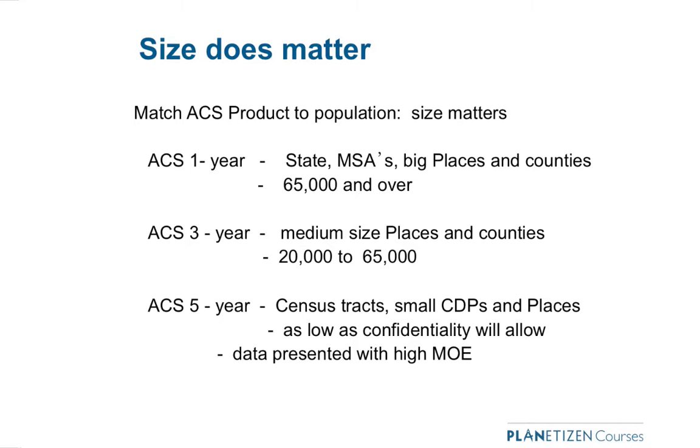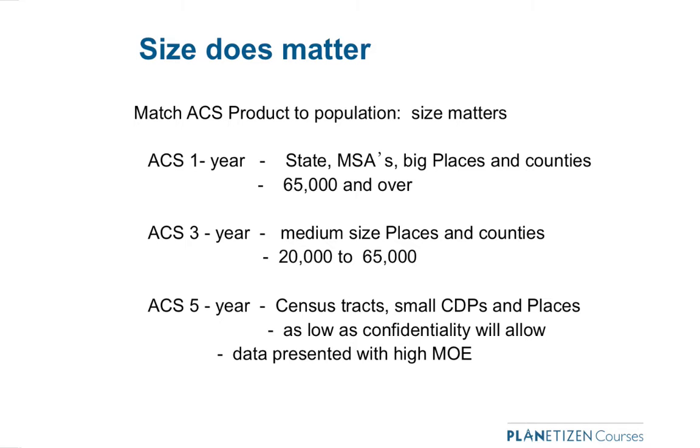ACS 1-year data is available for states, MSA, which stands for Metropolitan Statistical Areas, big places, places being cities, over 65,000 population, and counties of over 65,000 population. So literally geographies with over 65,000 will have ACS 1-year data every year. And that's great. That is almost real-time data. It's usually a year old. 2012 data are released in 2013, but that's leaps and bounds better than only having data every 10 years.